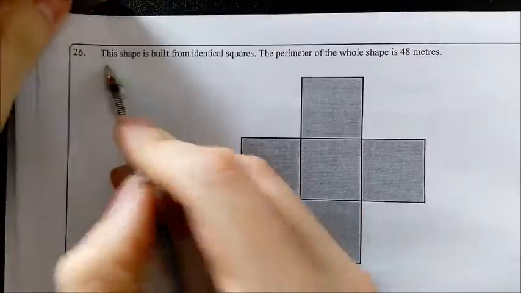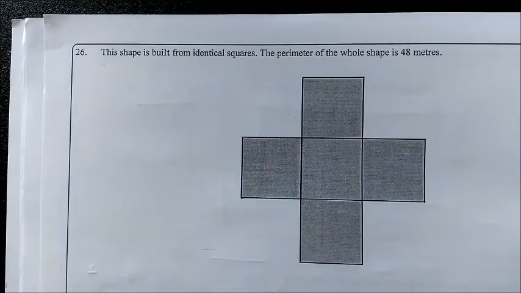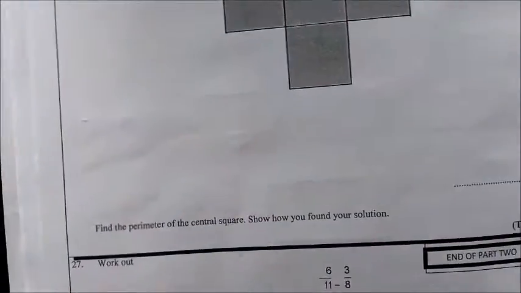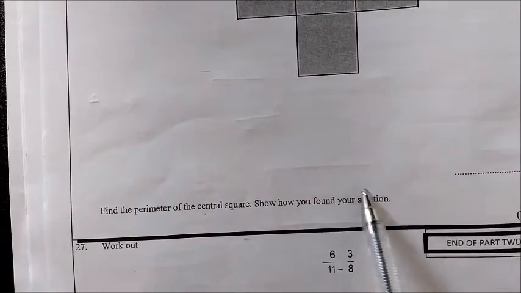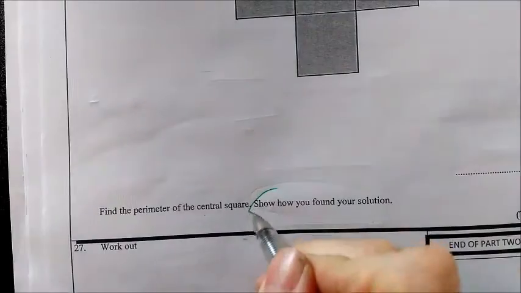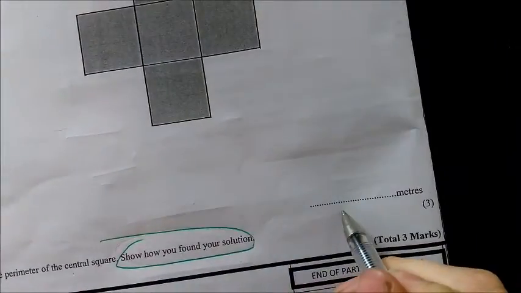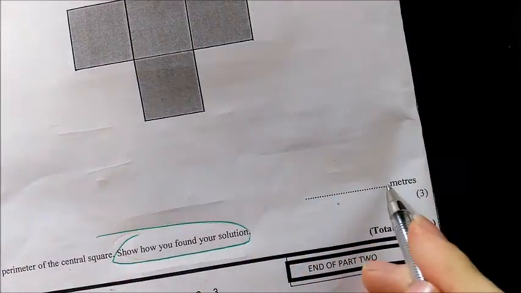Question 26. This shape is built from identical squares. The perimeter of the whole shape is 48 meters. Find the perimeter of the central square. Show how you found your solution. So what this means is putting the answer and no working out will not get you all the marks. You need to be showing your workings here. You should always show your working. So that part is irrelevant. We don't need to really worry about it. You should always do that.